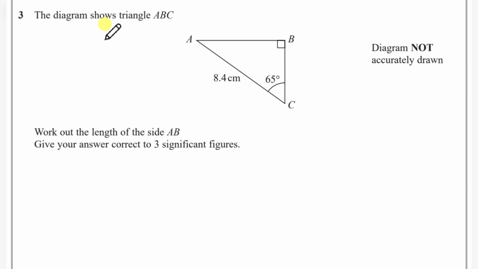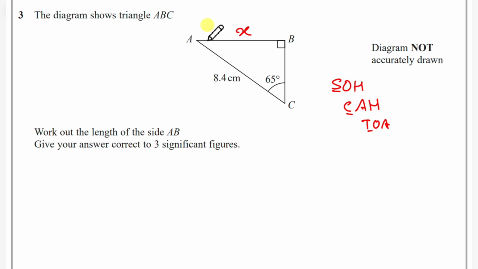Alright, number 3. So the diagram shows triangle ABC, and then they want us to work out the length of the side AB. So straight away, call AB X, yeah? So we're going to label it. Now, every time we got a right angle triangle and you got an angle involved, we need to use SOHCAHTOA, yeah? So trigonometry. And always remember, SOHCAHTOA is just literally sine, cos, and tan. And the rest of them, the OAH is opposite, adjacent, and the hypotenuse sides.